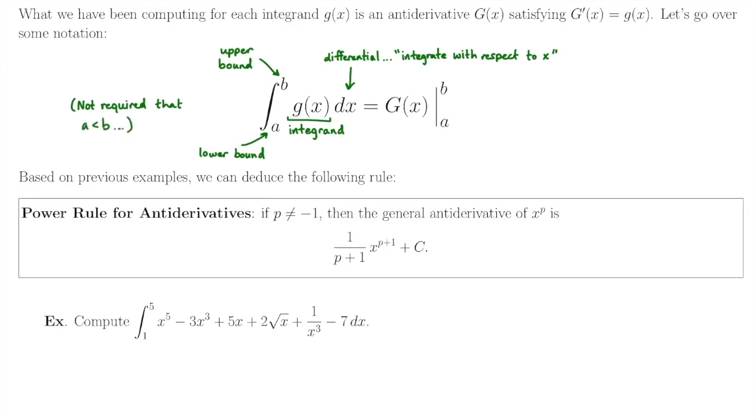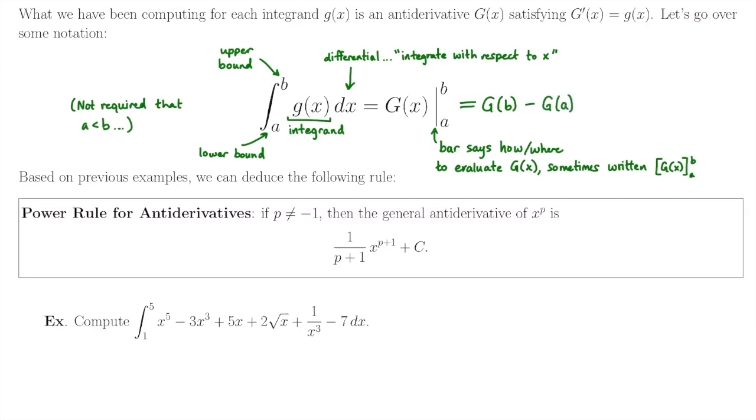On the right-hand side, capital G of x is our antiderivative. We don't normally write it as G of x. We normally write out what the antiderivative is. I'll do that at the bottom when we go to that example down below. And then I want to introduce this notation here, which I sometimes call the evaluation bar. This bar says how and where to evaluate the function G of x. In particular, written this way, this expression means first compute G of b and then subtract off G of a.